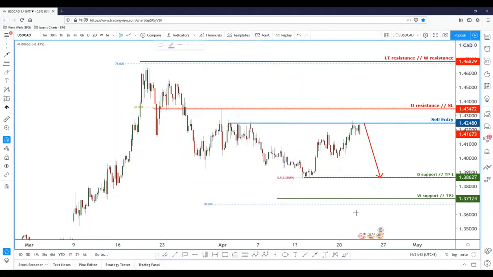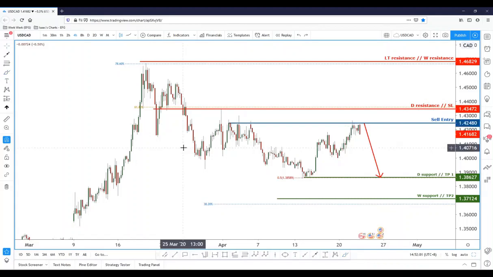The reason the daily resistance is the stop loss is because if price were to come up to the daily resistance and close above it, my bearish idea is invalidated and I'll actually go long and play towards the long-term resistance instead. So that's all we have for today.